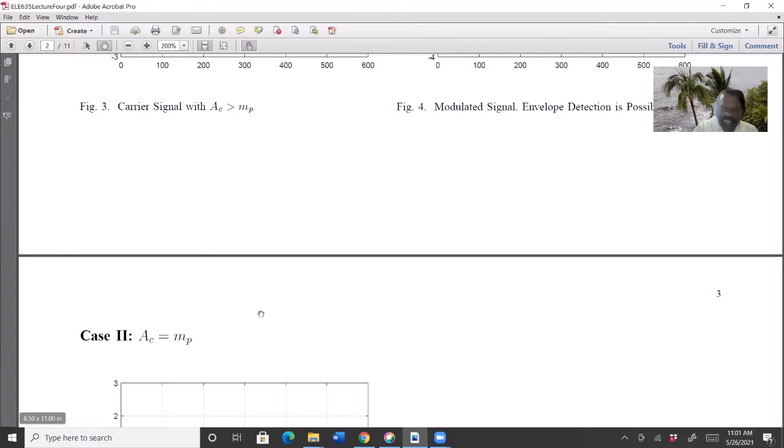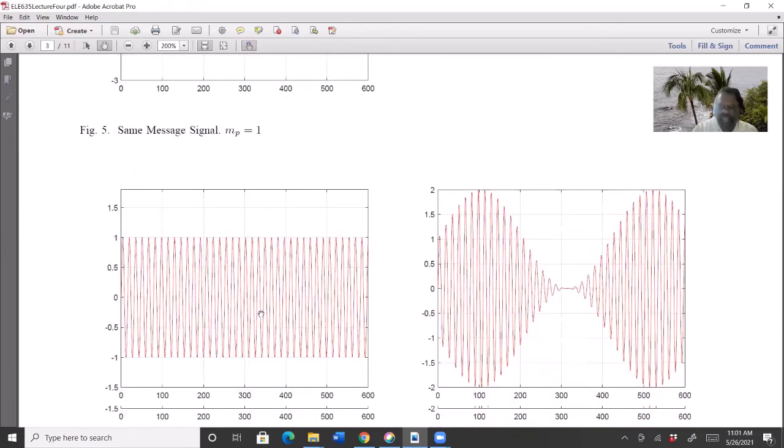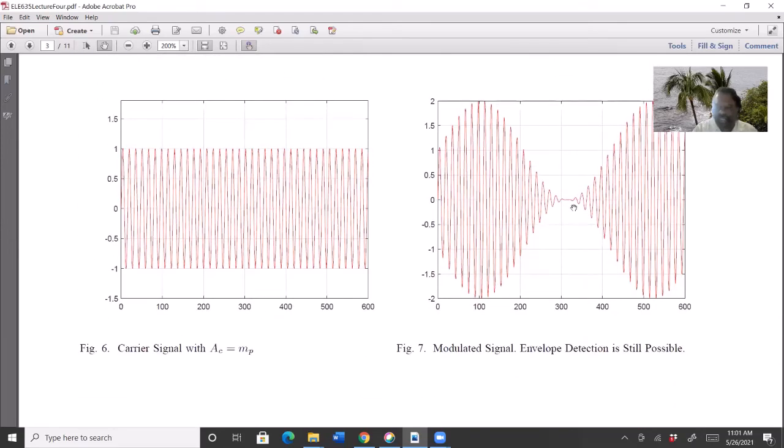Now, when AC is exactly equal to MP, the situation we have is this. Envelope detection is still possible, okay? Because we didn't screw it up by crossing.